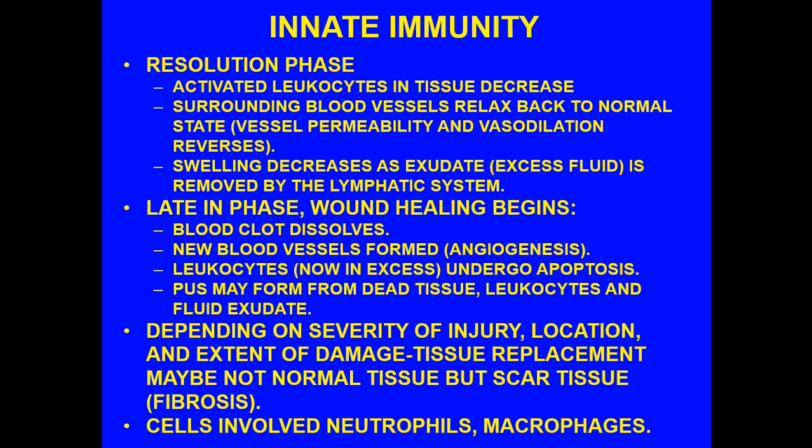Now, if you remember in Anatomy and Physiology 1, we talked about this when we talked about skin and wound recovery, wound injury, okay? So what do you have? Blood clot dissolves, new blood vessels are formed. This is angiogenesis. The leukocytes, now in excess, undergo apoptosis, programmed cell death. Pus, as a result, may start to form. This is going to form from dead tissue. This is going to form from leukocytes. This is going to form from fluid exudate.